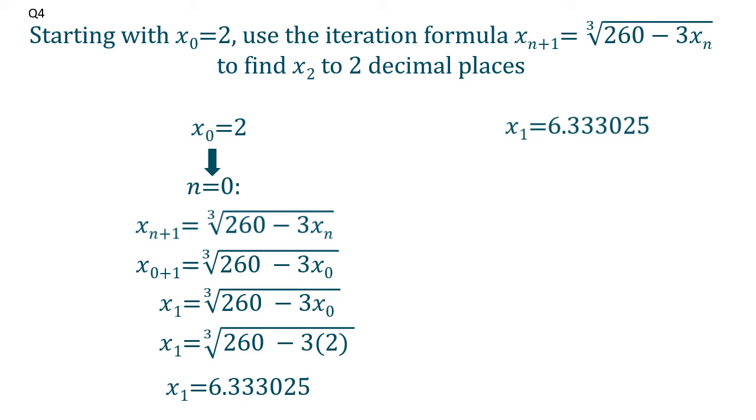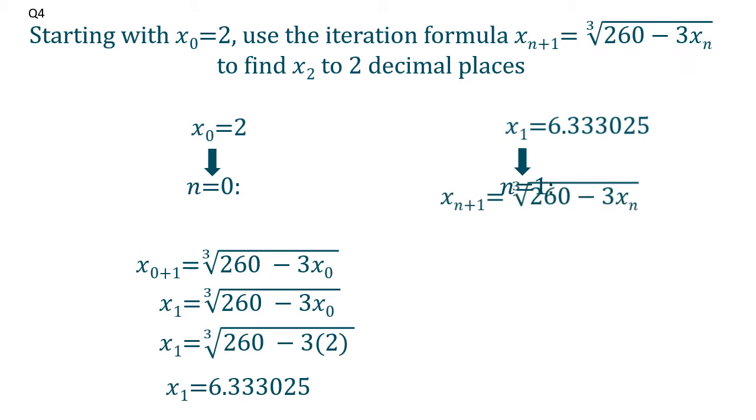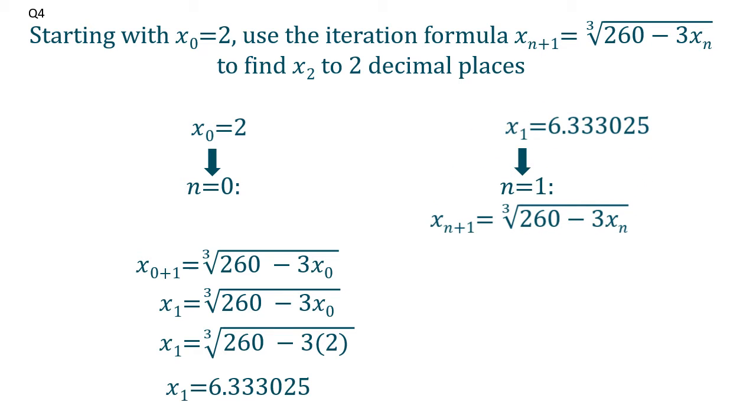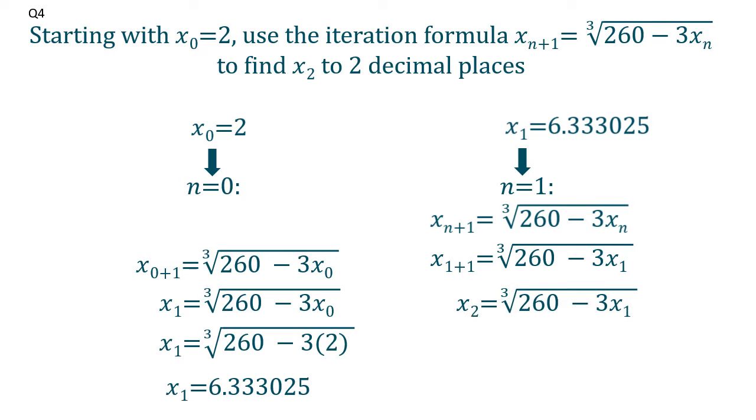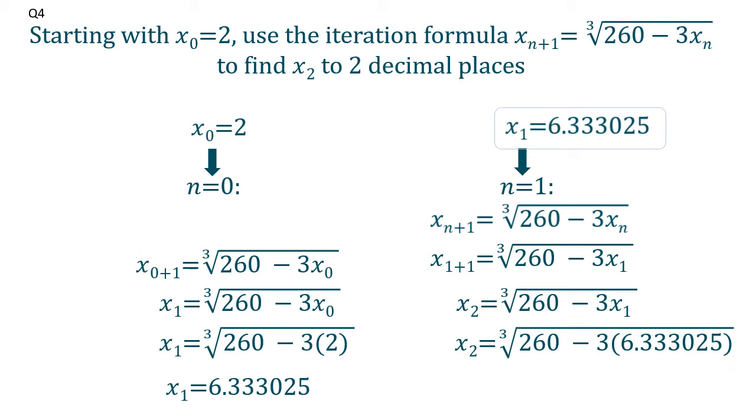Starting again with x1 equals 6.333025, we can now use n equals 1. Substitute all the n's for 1 in the iteration formula. We know 1 plus 1 equals 2, so we can see that we're calculating x2. We've already found that x1 equals 6.333025, so we can substitute that in. Putting this into a calculator, we get x2 equals 6.22309. Our final answer is x2 equals 6.22 to 2 decimal places.